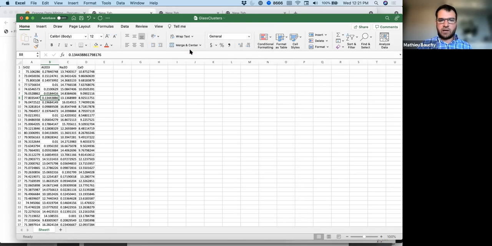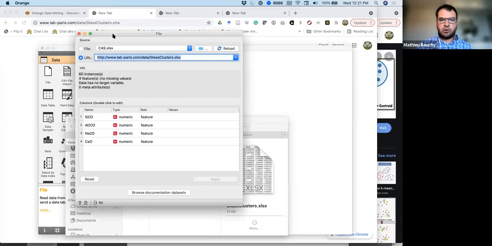So what I would like you to do is load this data into Orange. If you try to load it, you will need to look at it, because you have 4 columns in this dataset.